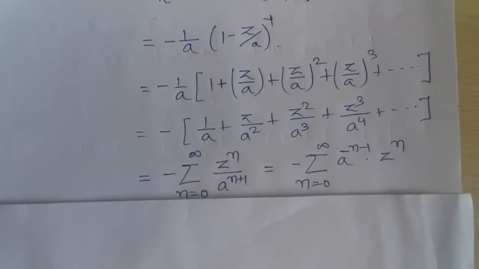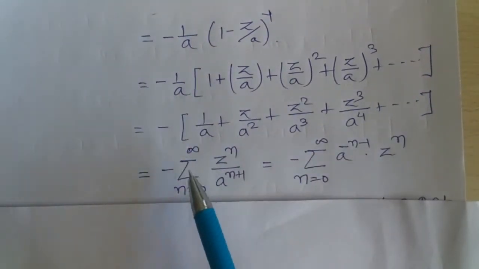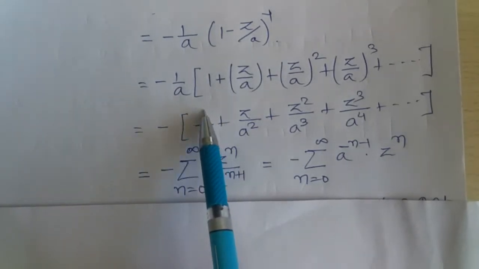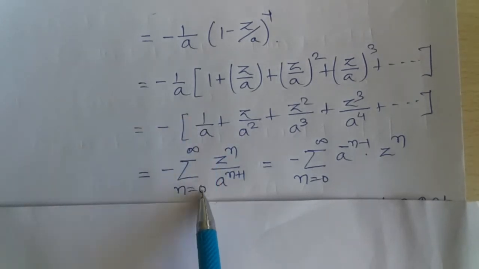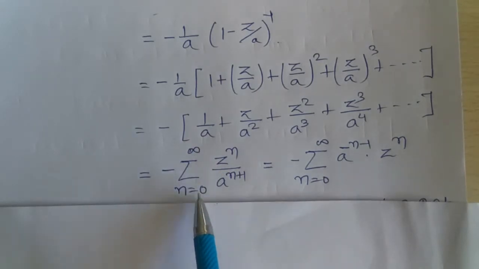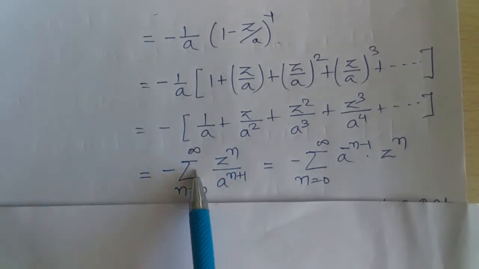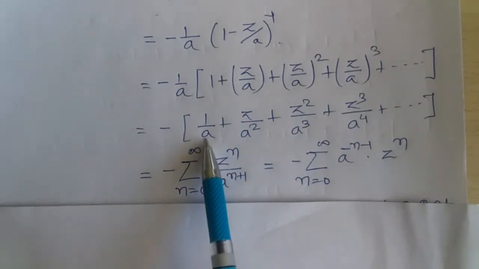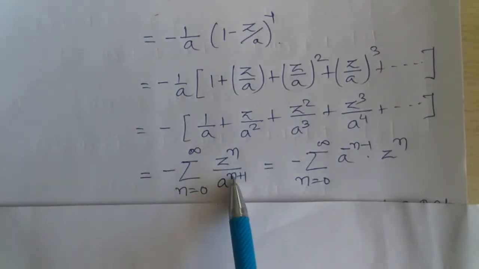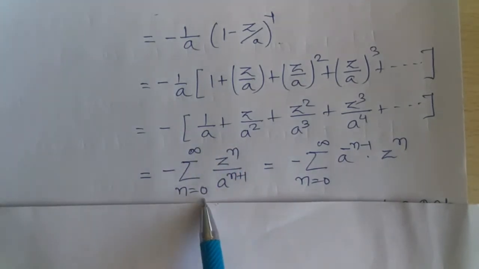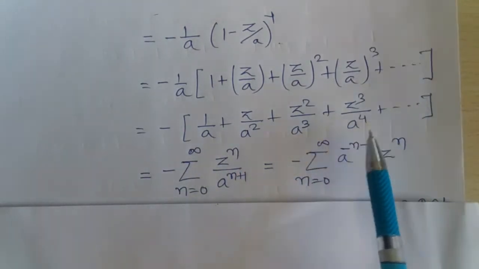So we write negative summation n goes from 0 to infinity, because the first term is z power 0. So n goes from 0 to infinity, z power n. For n equal to 0 we get 1, for n equal to 1 we get z, for n equal to 2 we get z square and so on. And in the denominator we have a raised to n plus 1. For n equal to 0 we get a, for n equal to 1 we get a square, for n equal to 2 we get a cube and so on.